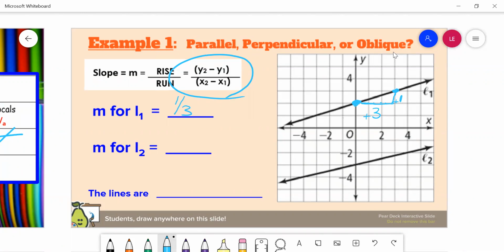L2, I'll do the same thing. I'm going to select the good points. Let's see here. It's kind of hard to tell. There's a good point here, and then there's a good point here. Now, at first glance, these lines look parallel, but we always want to find their slope just to be sure. So I'm going to do rise over run. This has a run of 4 and a rise of 1. So this has a slope of +1/4. Notice that their slopes are very close, but they're different. So they're not parallel, they're not perpendicular. These will intersect eventually. So these lines are what we call oblique. They're going to intersect at some point.